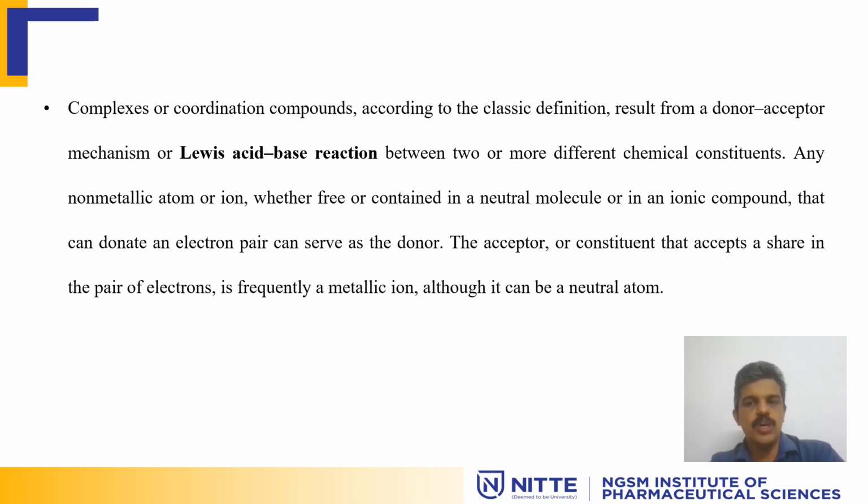One can act as a donor, another one can act as an acceptor. So interaction between Lewis acid and Lewis base leads to the formation of complexes. So the interaction between A and B can be explained on the basis of electron donor and electron acceptor. So metal ion, non-metal ions, or in other words, it is interaction between Lewis acid and Lewis base.